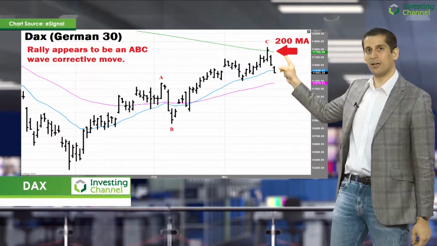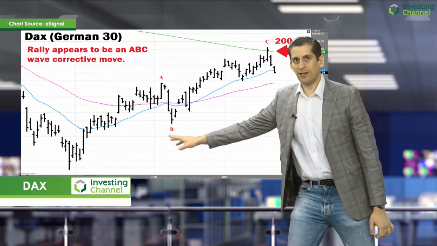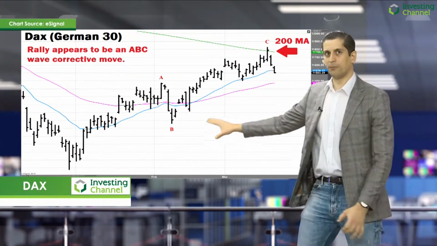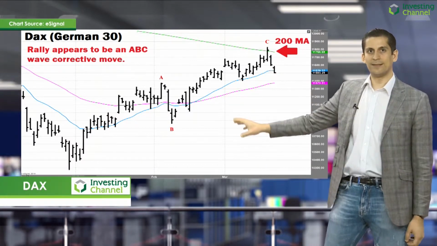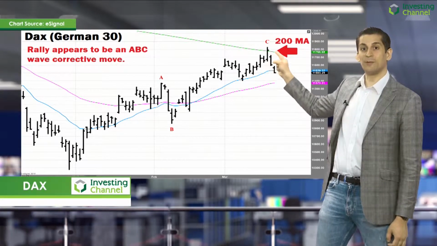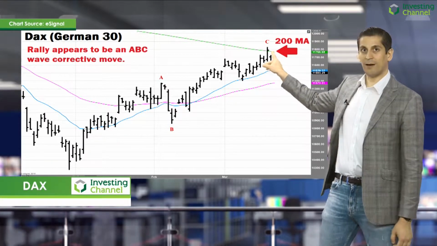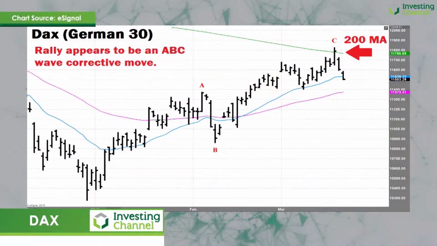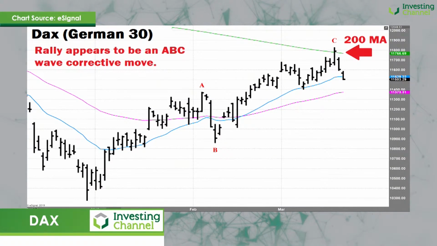Notice where the German DAX has come to. We've seen this very nice rally, a very nice upward move in the German stock markets. But look where the German DAX has just hit: the 200 moving average. See this green line right there? Key level of resistance. And as we can see there, it hit that level and has pulled back.